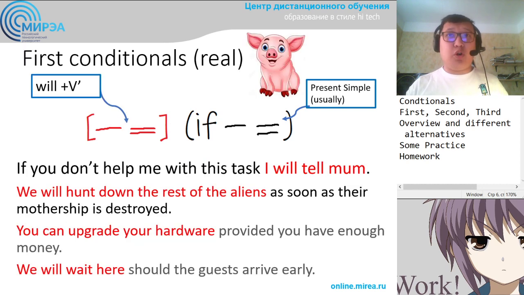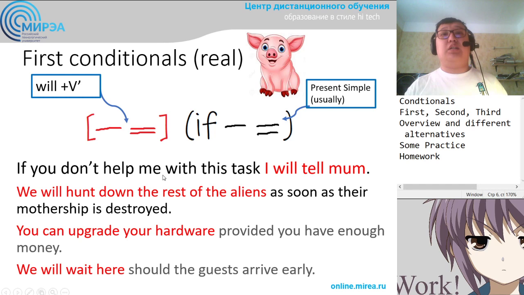So the most common case for conditionals is the first conditional sentences. They're called real conditionals, real conditions. So in the main part we have will plus infinitive, because we're talking about the present events and the future events. And in the if part, in the conditional part, we have present simple. Well, usually we have present simple. Sometimes we can have present perfect. Sometimes we can have present continuous. But general case, present simple.